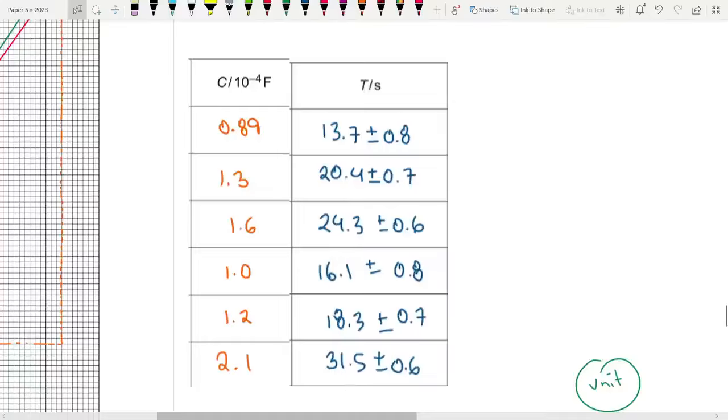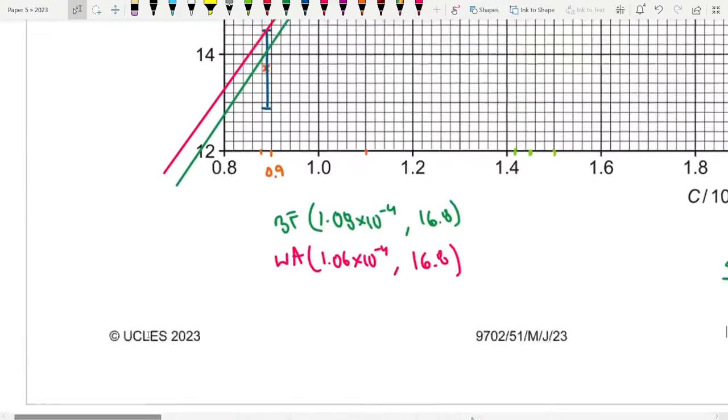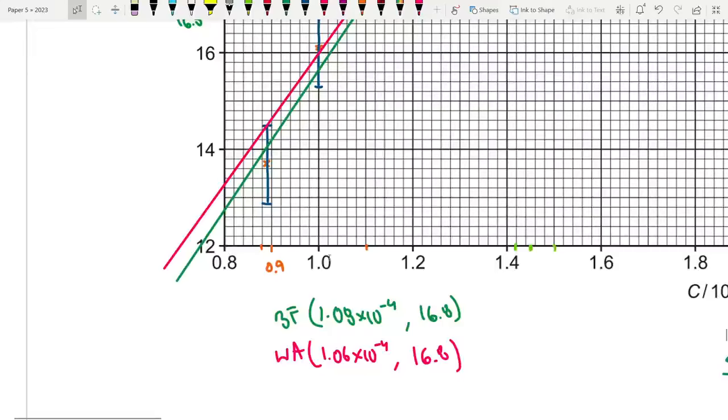Now, for example, T is on the y-axis, right? So the error bar should be vertical. I'll show you the first one. For example, it's 13.7 against 0.89. So 0.89 over here, right? This is 0.8, this is 0.9, this is 1. So 0.82, 0.84, 0.86, 0.88. 0.89 should be in between 0.88 and 0.9. And 13.7, right? This is 12, 13, 14. So 13.2, 13.4, 13.6, 13.8. 13.7 is in the middle of 13.6 and 13.8. So that's the first point.